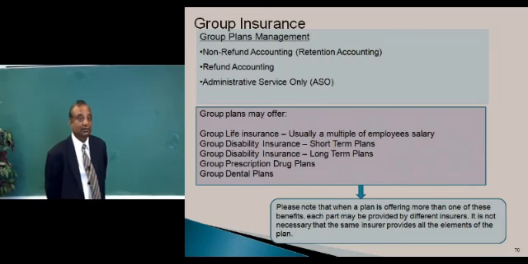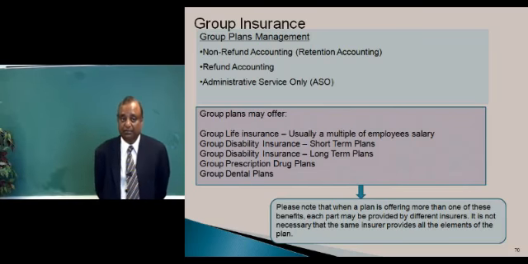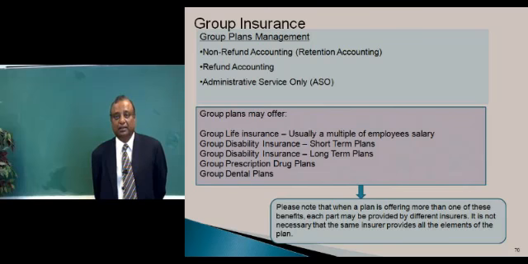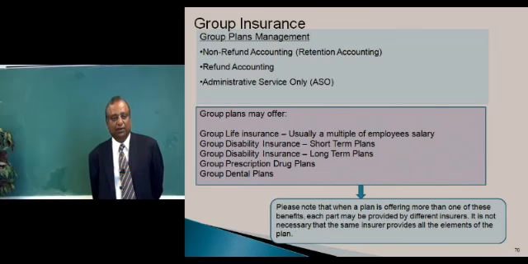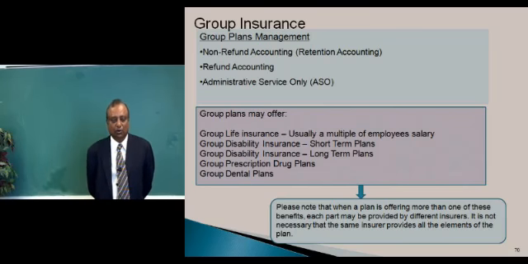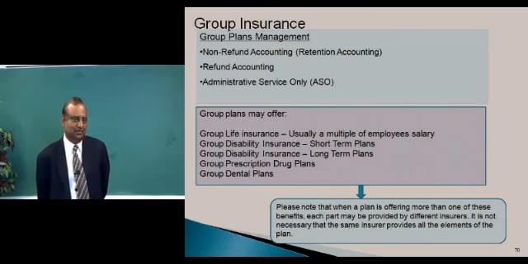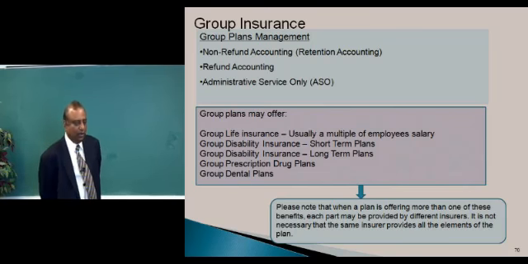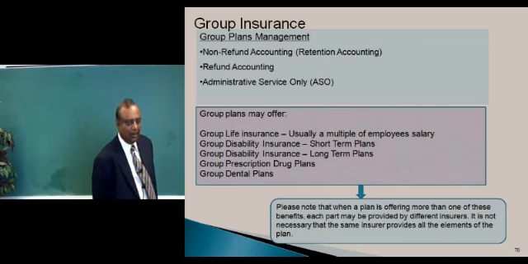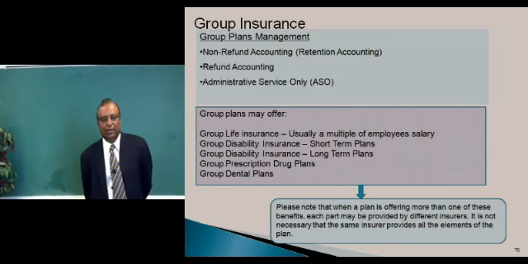Now group plans can offer different facilities or features. A group plan by a company may offer group life insurance, group disability insurance, short term, long term. They may offer group prescription drugs, group dental plans, a vast array of stuff. Some companies may offer only group life insurance.